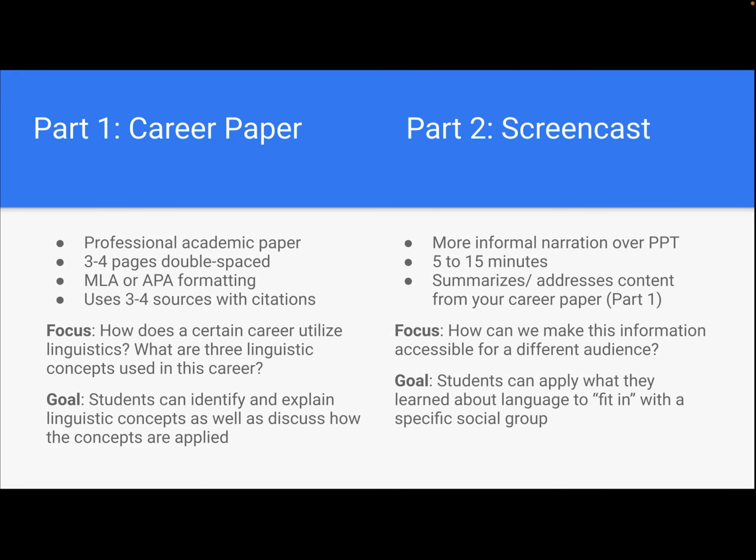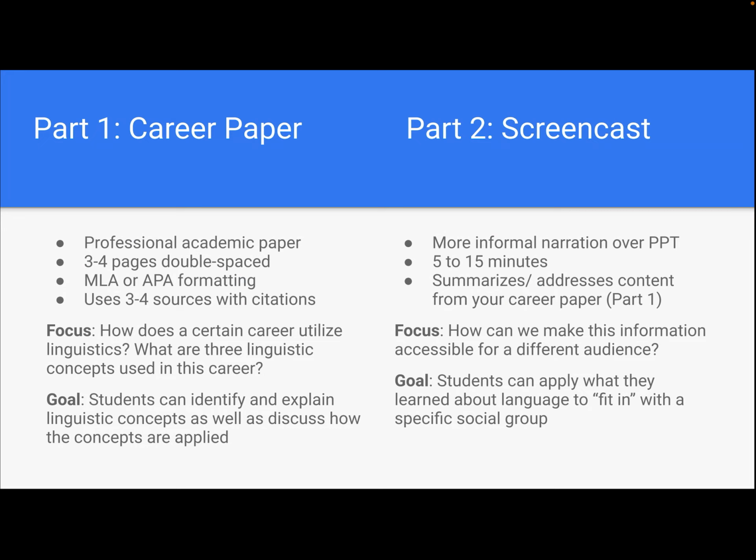As you can see here, the project has two parts. Part 1 is the career paper. This is a formal, professional, academic paper. It will be around 3 to 4 pages, double-spaced. Since it is professional and academic, it should use MLA or APA formatting and should include sources with citations.